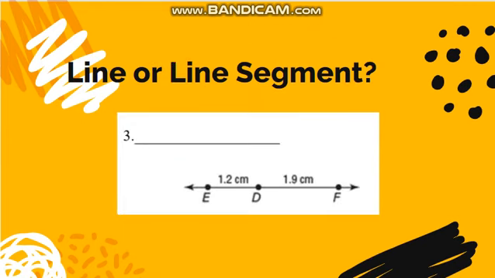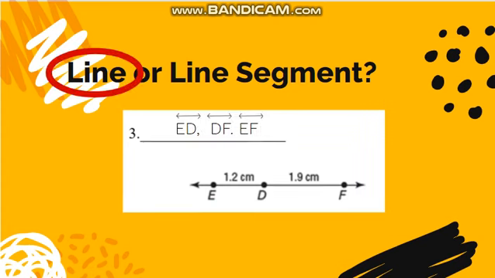Third, is this a line or a line segment? We could call this whole line ED, DF, or EF. It's a line. Or if we're talking specifically about the parts that have specific lengths, ED is a line segment on line EF. DF is a line segment on line EF, and EF is a specific segment on line EF. So if we're talking about these specific parts that have a specific length, that's a line segment that is part of a continuing line. Okay.